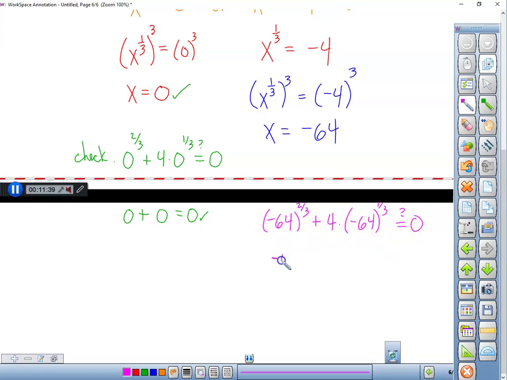So that's one way, which looks like this. So you've got this is cubed to the 2/3. That's 2. Negative 4 squared would be 16.